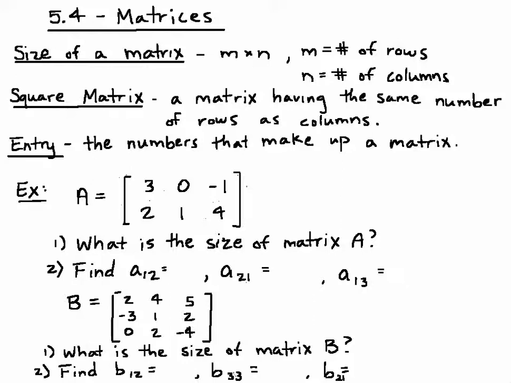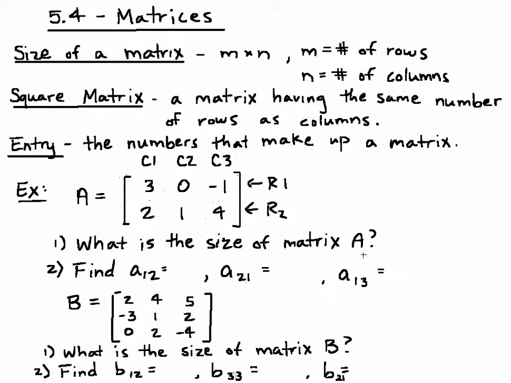So skipping down to our example, we have a matrix A where we have two rows. The first row is 3, 0, negative 1, and the second row is 2, 1, 4. And then we have three columns. Column 1 is 3, 2, column 2 is 0, 1, and column 3 is negative 1, 4.